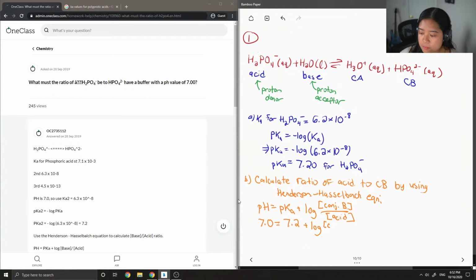Well, actually, I'll just specify the compound. So our conjugate base is the HPO4 2 minus, over the concentration of our acid, which is H2PO4 minus. Okay, so now we're just going to solve for this ratio just by doing some math.